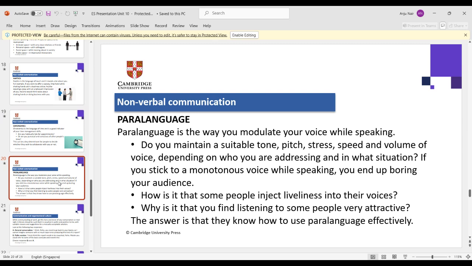People will be bored listening to your voice. That is why we use different styles of speaking. Depending on the context, you can change the pitch and volume of your speech. Then stress: you want to emphasize certain words. So you emphasize the stress, the speed and the volume of voice, depending on who you are addressing and in what situation. If you stick to a monotonous voice while speaking, you end up boring your audience.